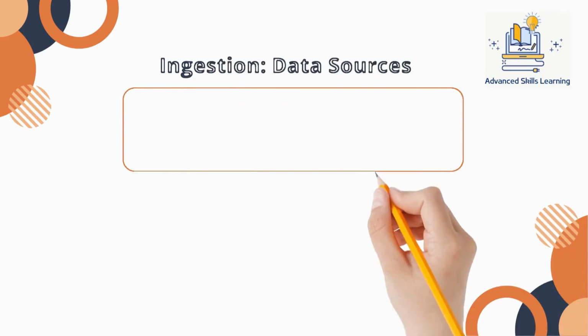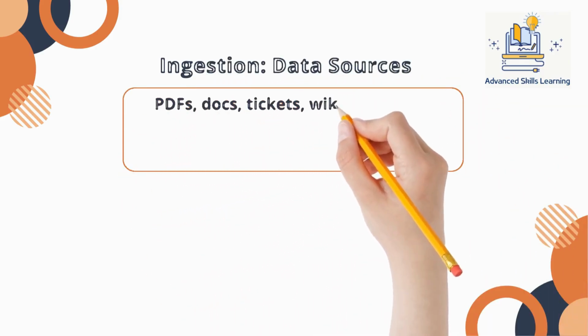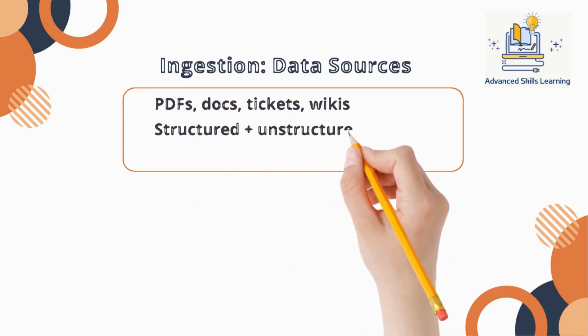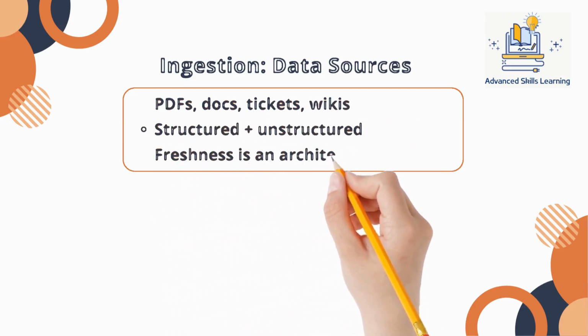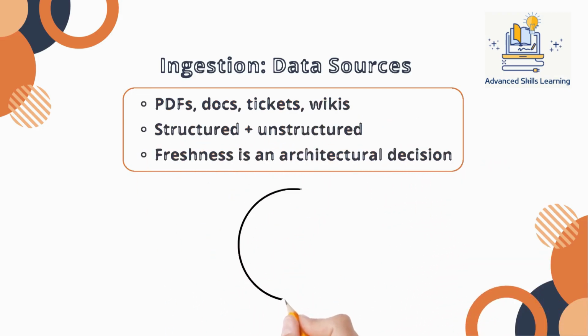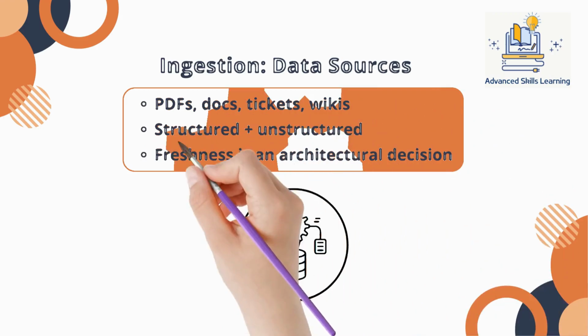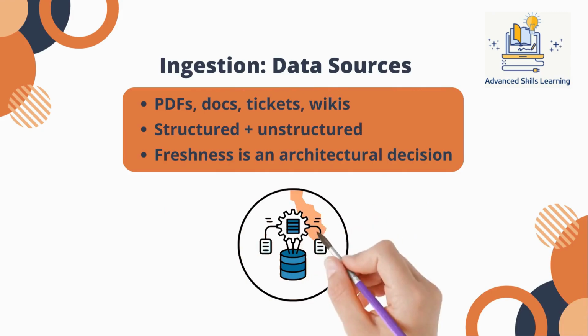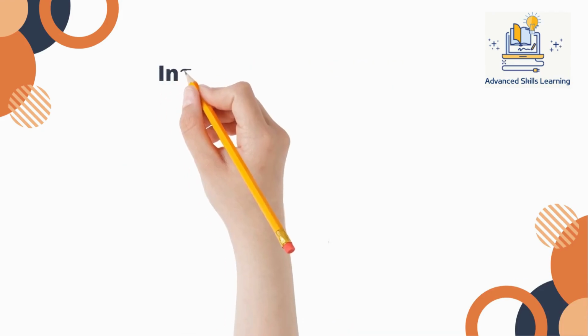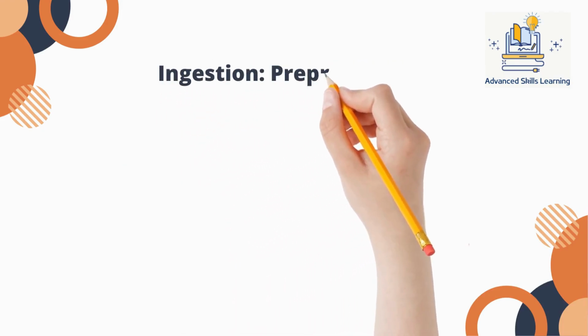Ingestion begins with source data. This may include PDFs, internal documentation, support tickets, wikis, or database exports. These sources vary widely in structure, quality, and update frequency. If freshness and coverage are not designed into ingestion, the system will confidently answer questions using outdated or incomplete information.